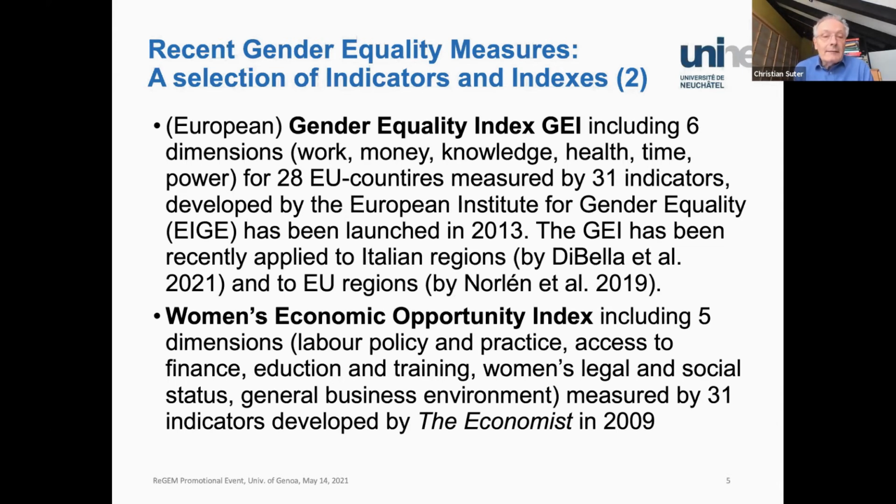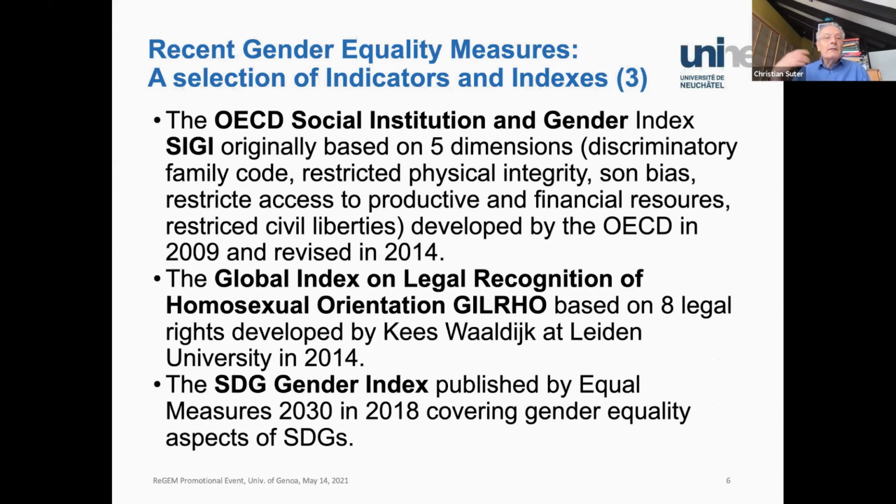There are other indexes which are maybe less broad, more focused on some domains, like the Women's Economic Opportunity Index, which has been proposed by economists. Then we have the OECD Social Institution and Gender Index, which is more focused on discriminatory codes or legal aspects and civil liberties. I would also like to mention the Global Index on Legal Recognition of Homosexual Orientation, which also focuses on legal elements, or the Sustainable Development Goal Gender Index.